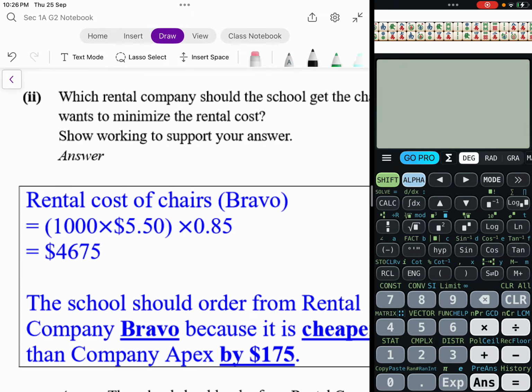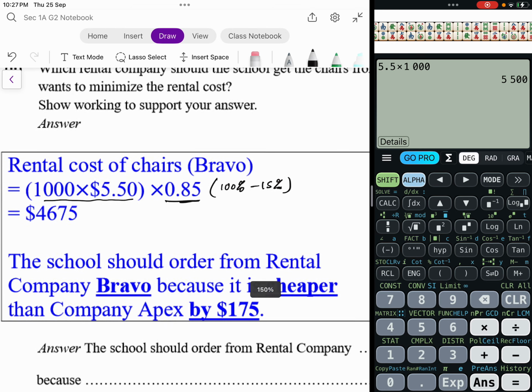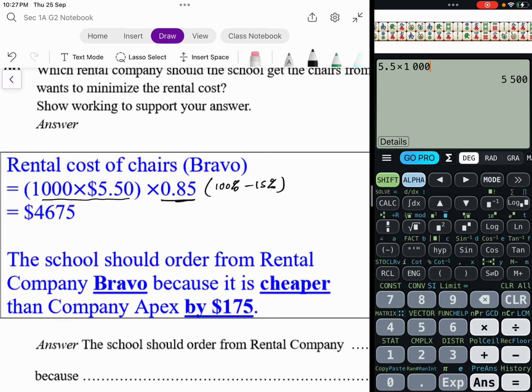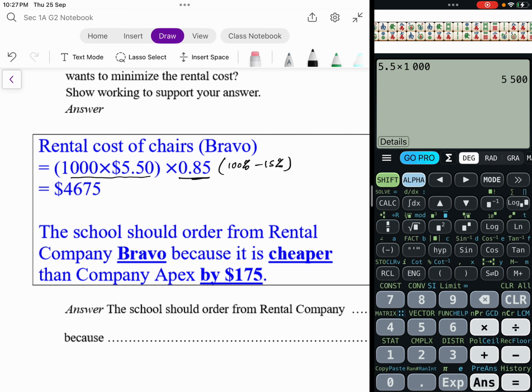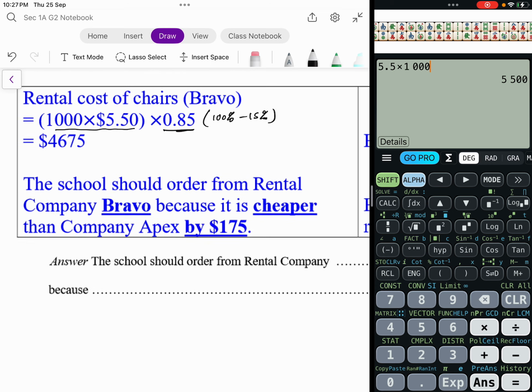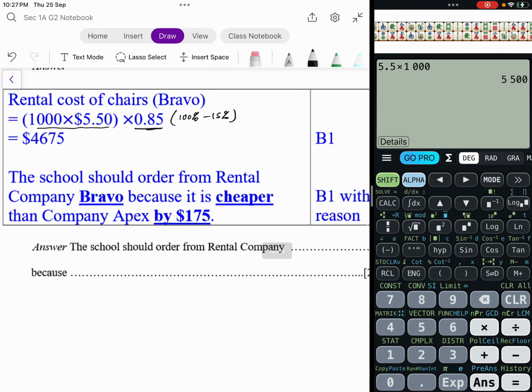So we need to find out how much it costs to rent from Bravo. So 1,000 times 500, right, is 5,500. But the minimum, if you pay 5,000, you get 50% discount. So this is actually your 100% minus 15% cost of the discount, because the cost is above 5,000. So you actually pay 4,675 if you engage Bravo. Okay, so the cheaper one is Bravo. So the school should order from rental company Bravo because it's cheaper than company A by $175.